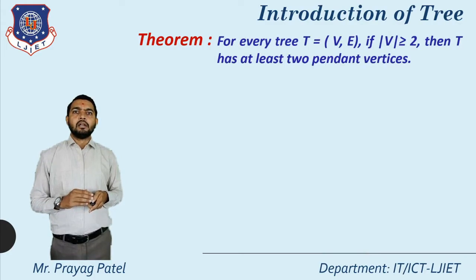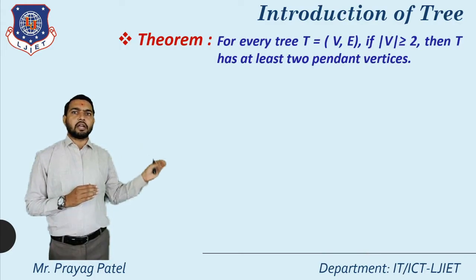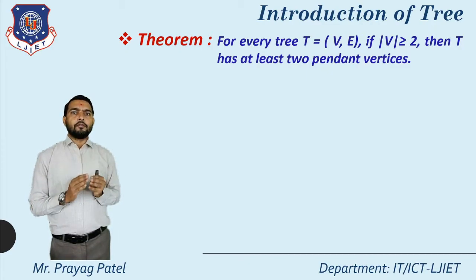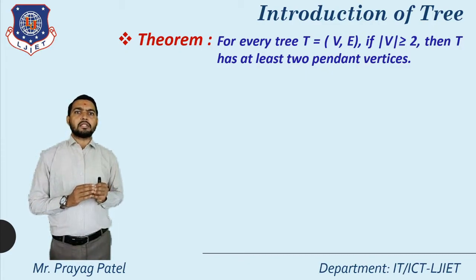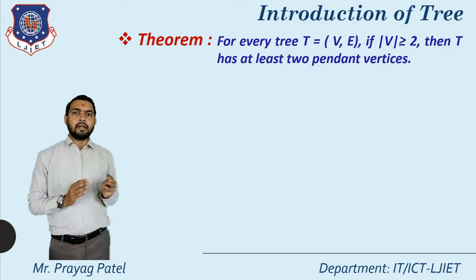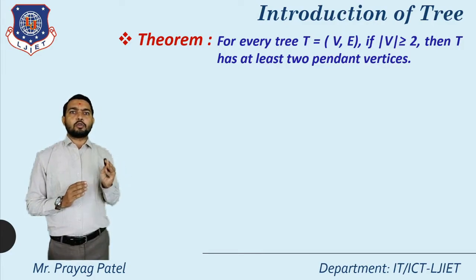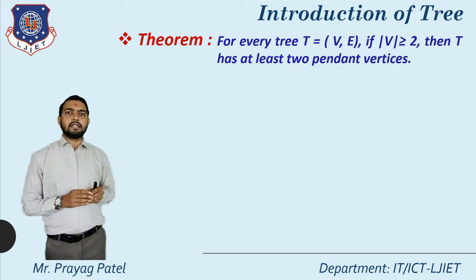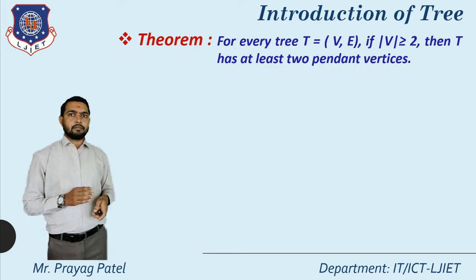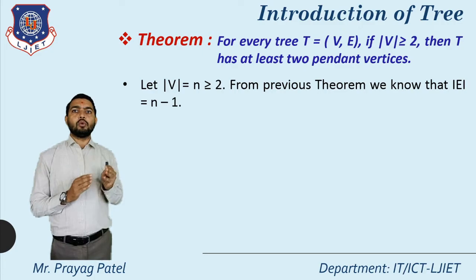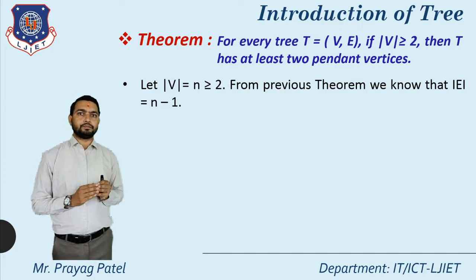Now after that, another theorem for the tree is: for every tree T equal to (V, E), if |V| greater or equal to 2, that means at least two vertices are available in a tree, then T has at least two pendant vertices, meaning we can say two leaf vertices. Now for this theorem, let |V| equal to n greater or equal to 2.